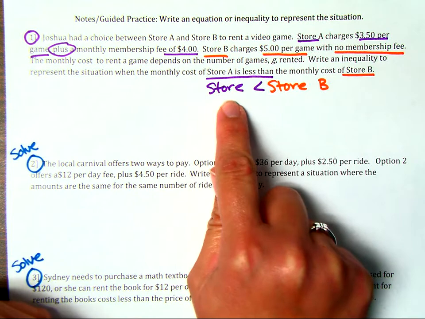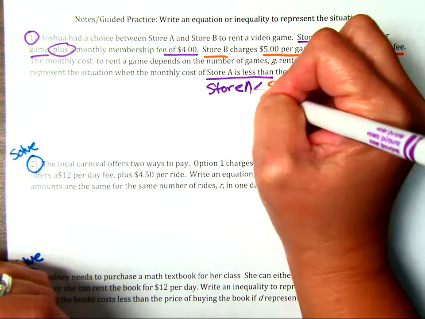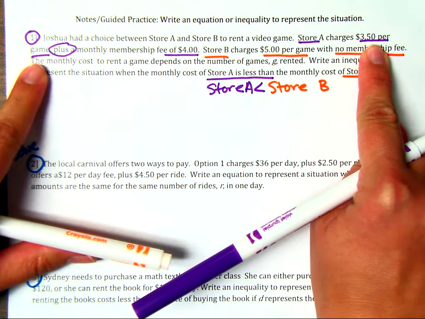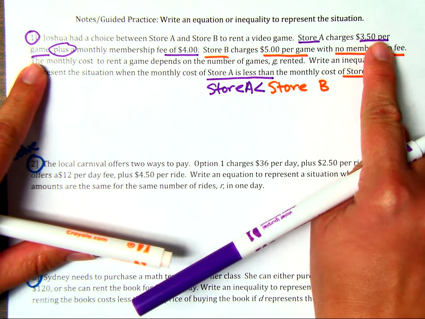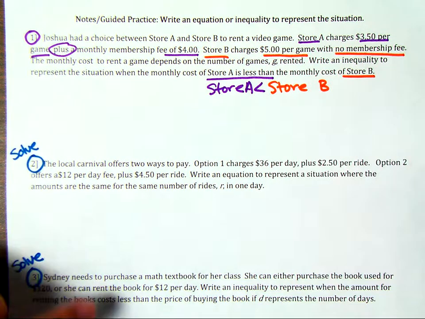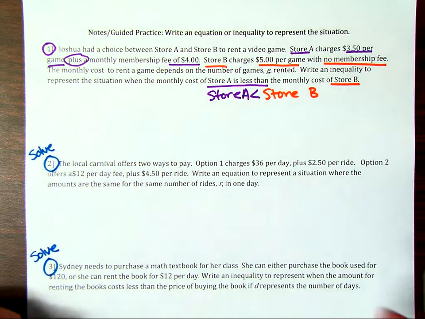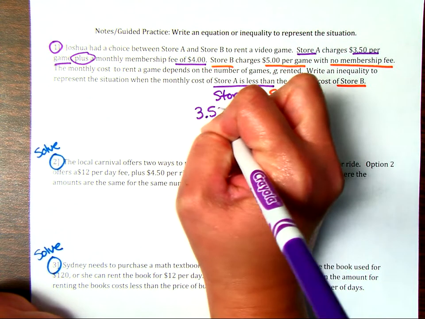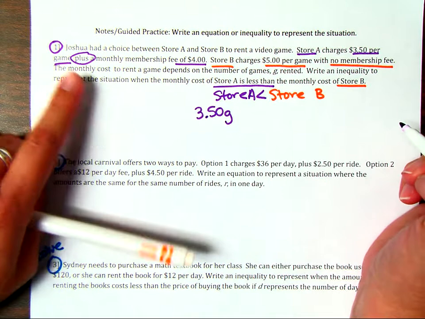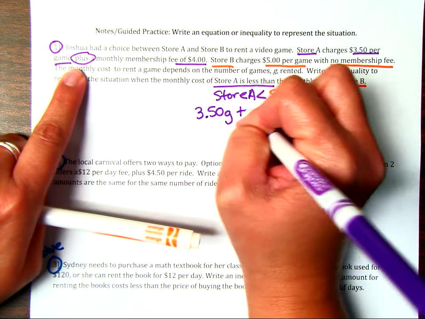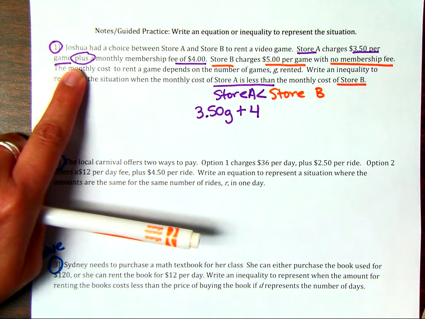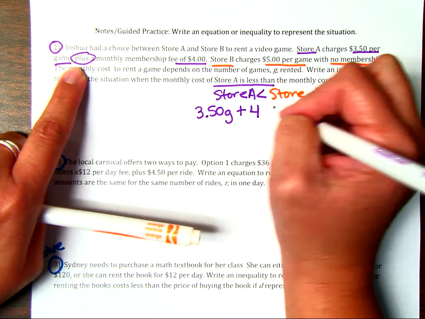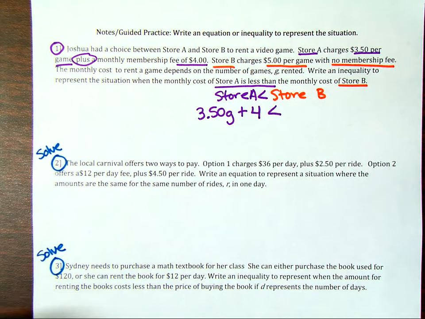So we need to write the expression to represent Store A. So if we look back, they charge $3.50 per game. So if you had 2 games, you would do $3.50 times 2. If you had 5 games, $3.50 times 5, and so on and so forth. But we don't know how many games there are. That's why that letter G is my variable. So $3.50 times how many games, but there's an additional cost of $4 every month. So that's how we would write that. That's $3.50 every game plus $4 membership fee. And we want that all to be less than the cost of Store B.